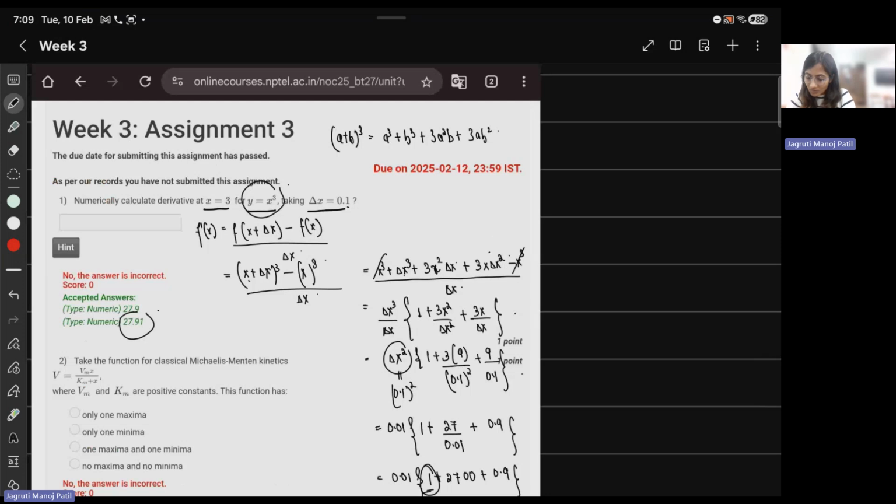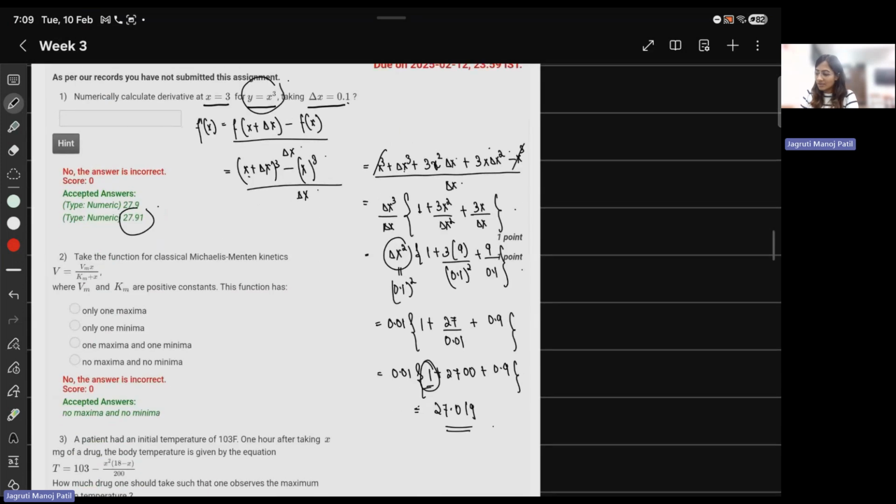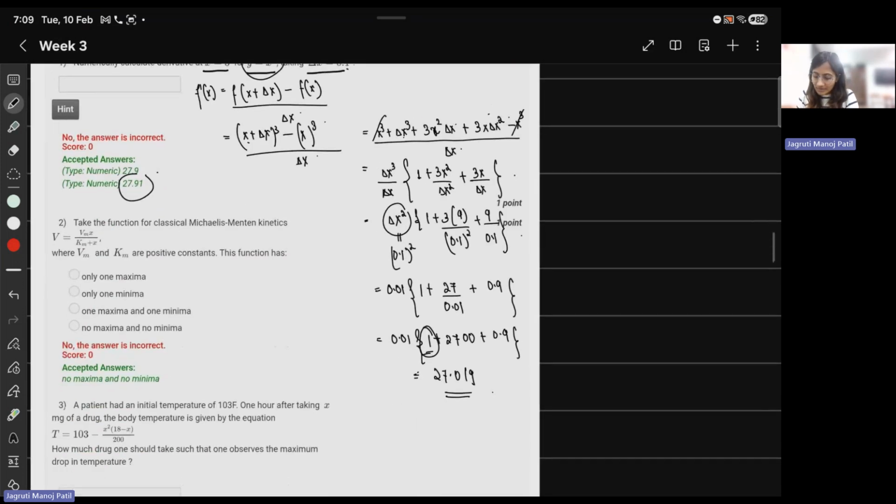Probably they did miss one term there, and hence missing that term is causing the value to be like this. But it's fine. We'll just look at it. Now, next, the second question.